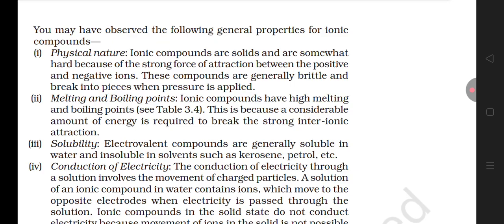Ionic compounds in the solid state do not conduct electricity due to their rigid structure, but ionic compounds conduct electricity in the molten state. Why? Because in molten form, the ions can move. In the molten state, the electrostatic force of attraction between the oppositely charged ions is overcome by the heat, so the ions move freely and conduct electricity. So we have done this part also.